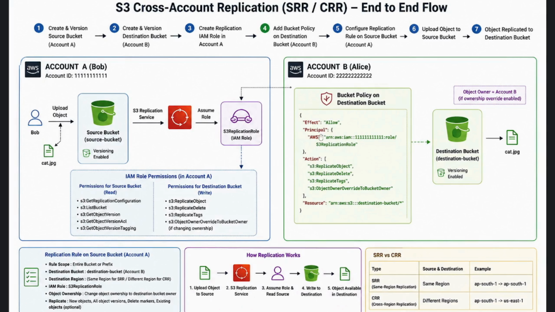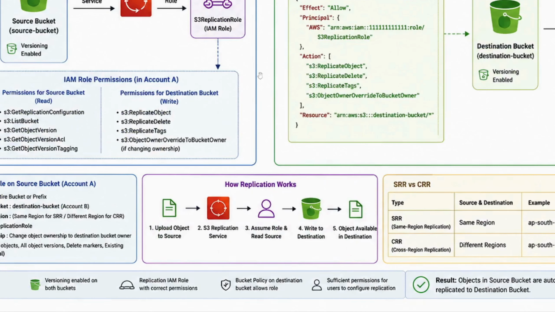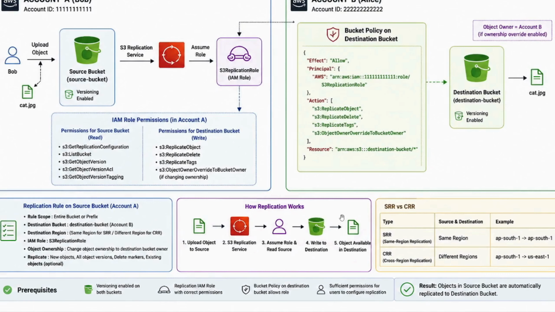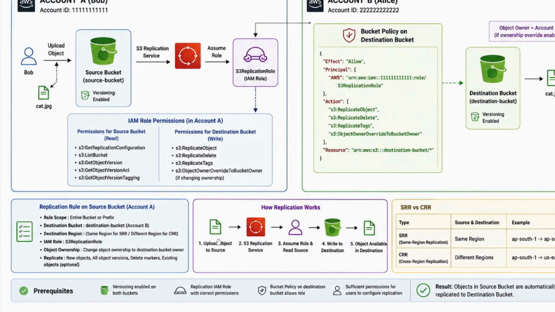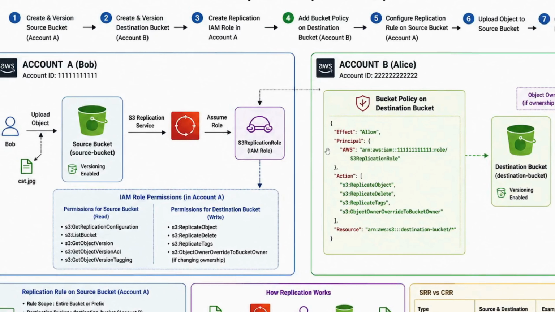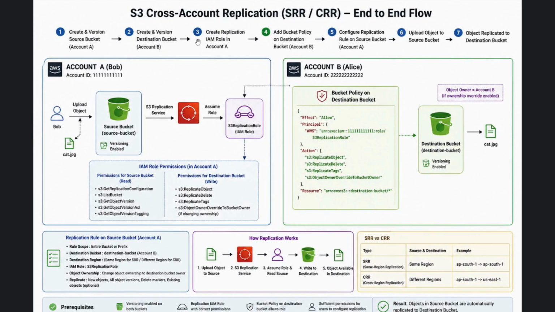I'm repeating this because this is a very confusing part, and these are the two most important things in the cross-region replication. Otherwise, everything is pretty straightforward. And then how replication works: when you upload an object to the source, this S3 service will assume the role, like I told you, and it will write to the destination. And then your destination is available, as you have seen in the actual hands-on. So this is what I wanted to demo in this cross-account replication.